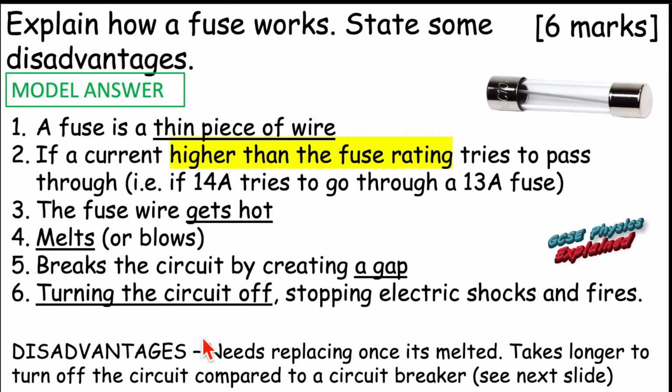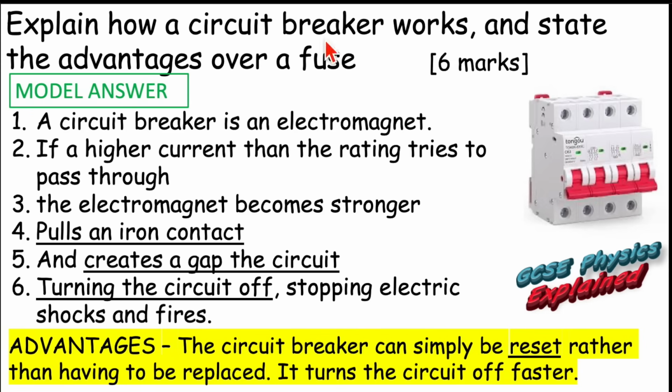A disadvantage of the fuse is that it needs replacing once it has melted, and that would take longer to turn off the circuit compared to a circuit breaker, because it has to heat up and then it has to physically melt. Now we compare the fuse with a circuit breaker, which itself could be a 6-mark question, or 4 marks, or 3 marks, whatever. Explain how a circuit breaker works and state the advantages over a fuse.